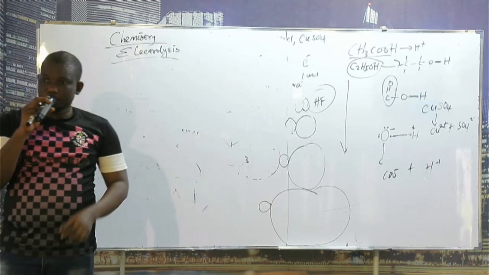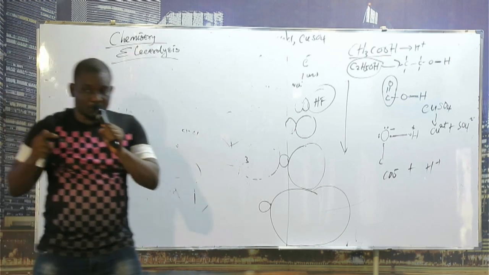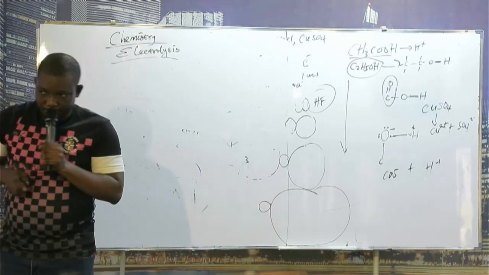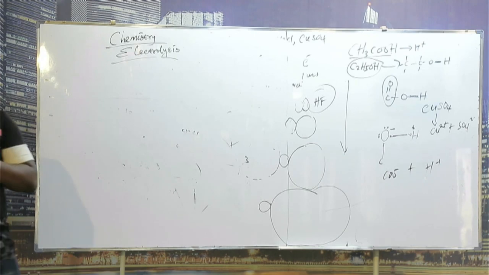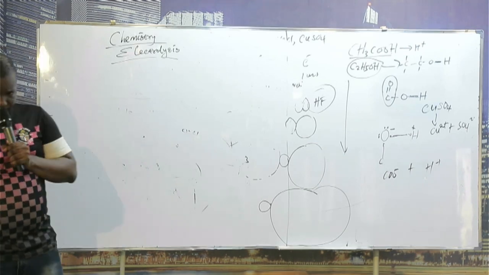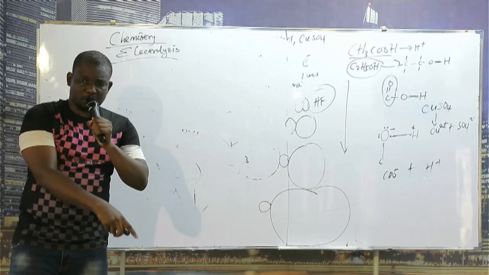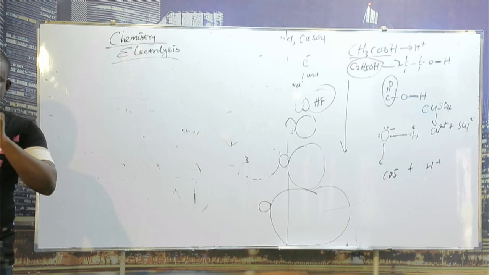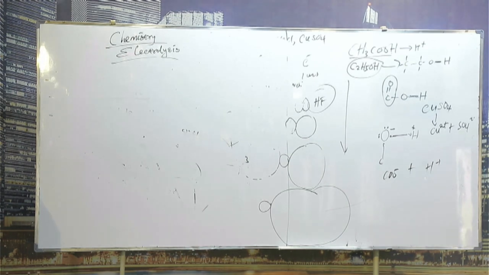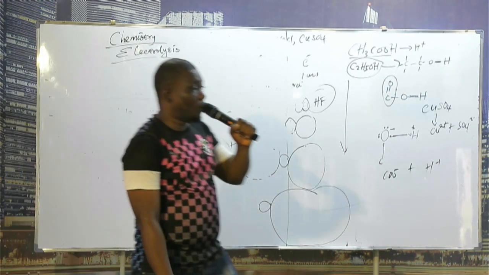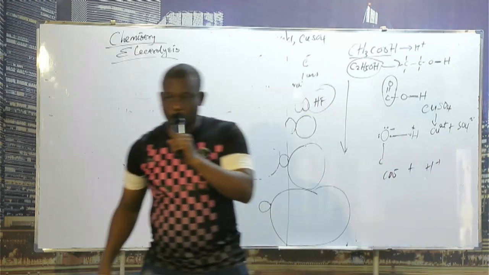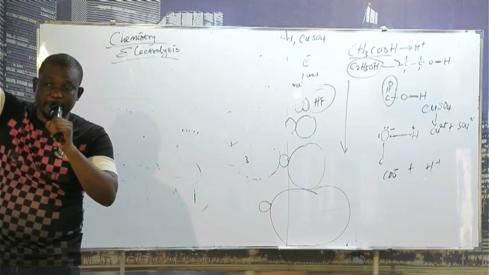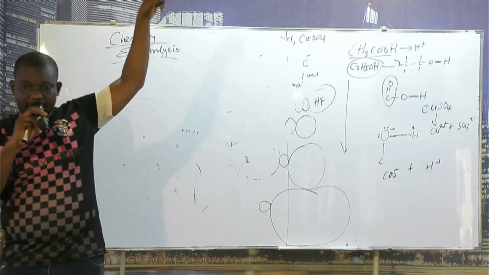Then, in that electrolytic cell, there is the anode and the cathode. Is the cathode the negative electrode or the positive electrode? Negative. In an electrolytic cell, cathode is negative and anode is positive. But in an electrochemical cell, cathode is positive and anode is negative.